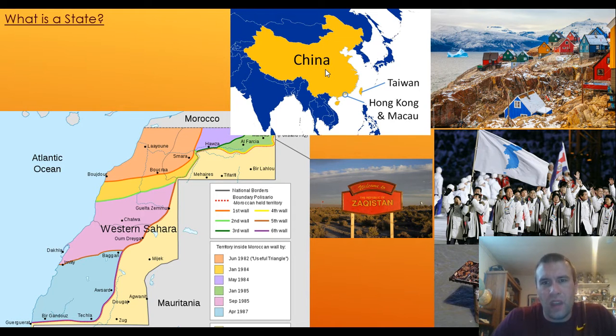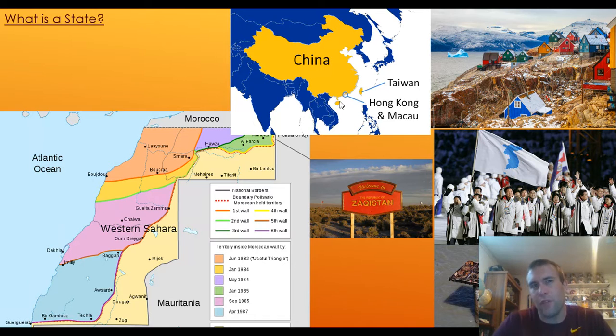Let's look at the top middle here. I think we all agree that China is a state. By any rational definition, China is a state. Is Taiwan? By any rational definition, it's a state, except by the recognized by other states, because nobody will recognize it because of China and the relationship that they have. So Taiwan is not a state, but it functions as one essentially.